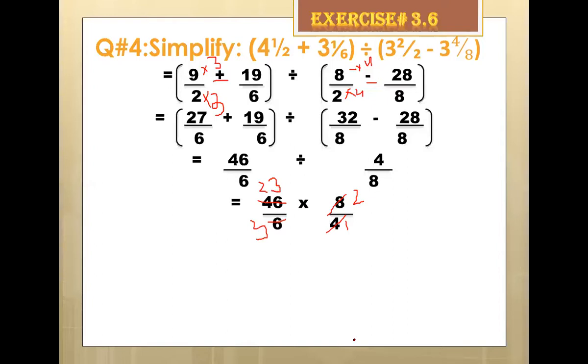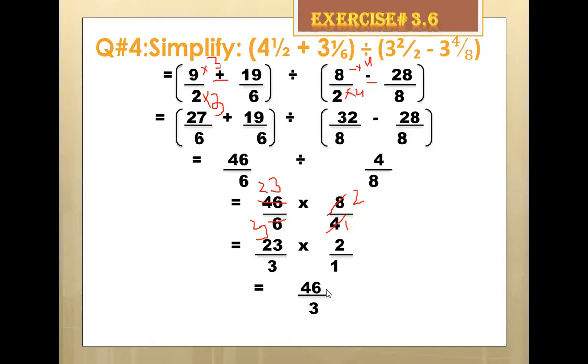Is that clear? Now I'm going to write the question here: 23 upon 3 multiplied by 2 upon 1. If you look very carefully, nothing can be reduced further here. You cannot divide 23 by 3. So you will simply multiply your numerators as well as your denominators. Means you will multiply 23 by 2 and 3 by 1. So 23 multiplied by 2 will become 46: 2 threes are 6, 2 twos are 4, and 3 multiplied by 1 will become 3.